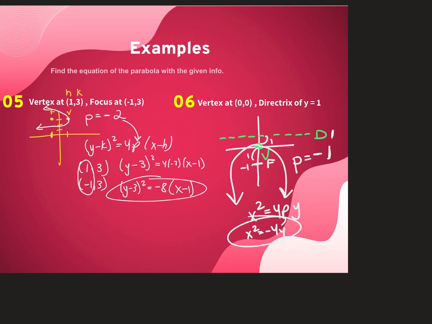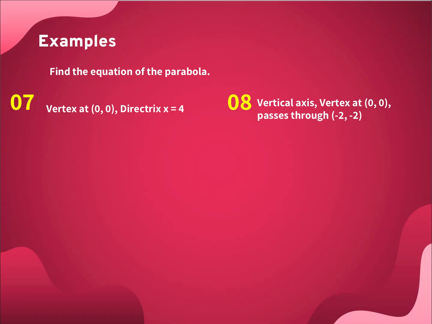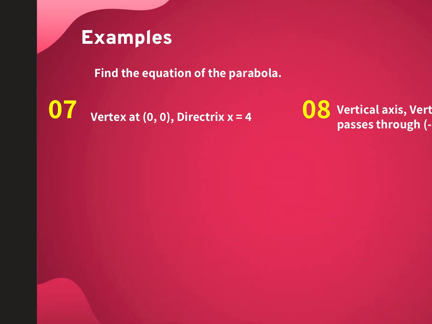What do we have? 4 more? Almost done. Okay, again, super easy. Look at this one. Vertex, right here at 0, 0. Where's my directrix? 1, 2, 3, 4, over here. This is my directrix. Now, if you want to find the focus, go ahead. If my directrix is 4 to the right, where's my focus? 4 to the left, at negative 4.